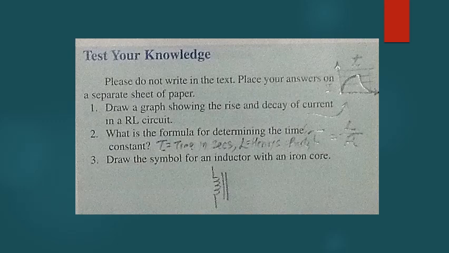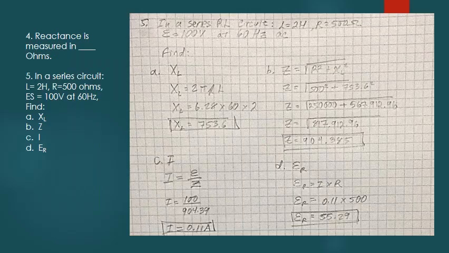And the time constant formula is shown on the right side of your screen, where T equals inductance divided by resistance. Again, inductance is measured in henries, resistance in ohms. Question 3, draw the symbol for an inductor with an iron core, which is shown at the bottom. Question 4, reactance is measured in, again, ohms, and reactance is symbolized as the capital letter Z.